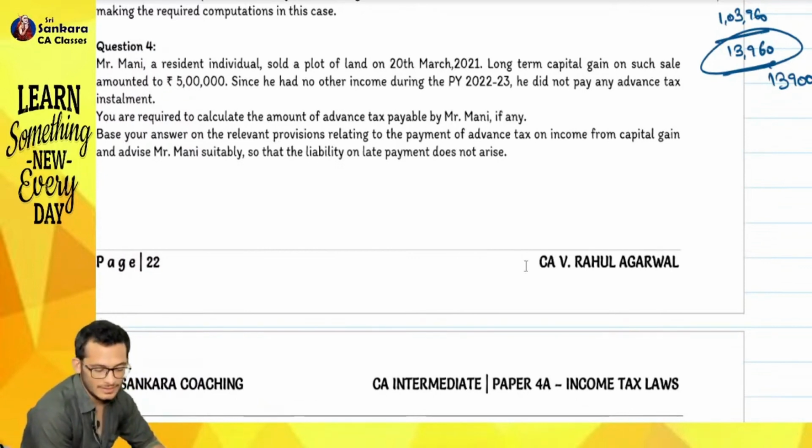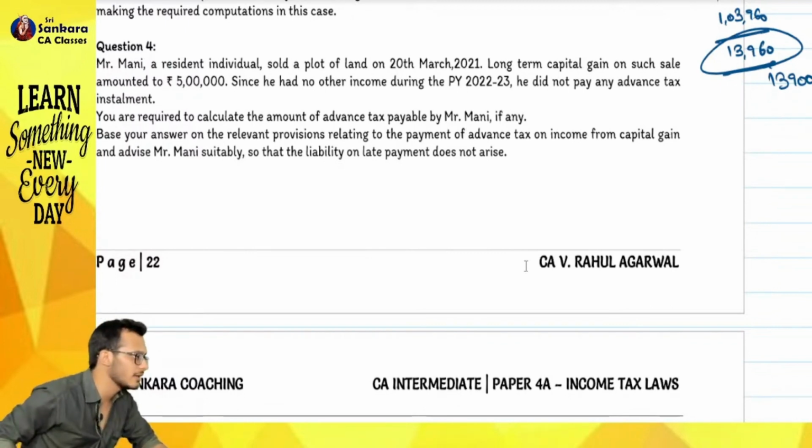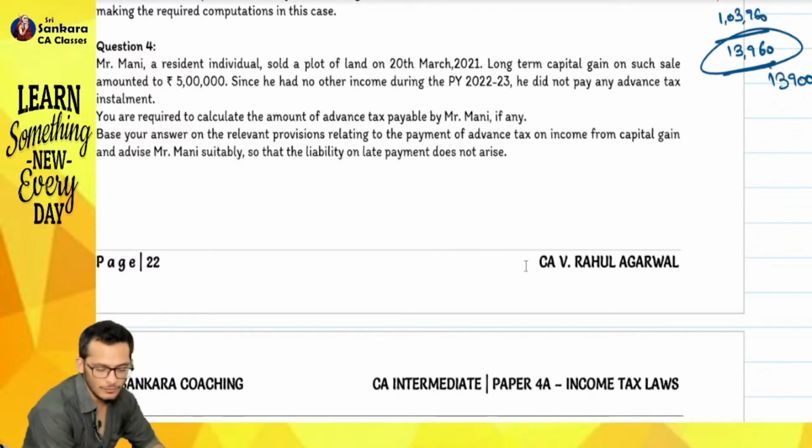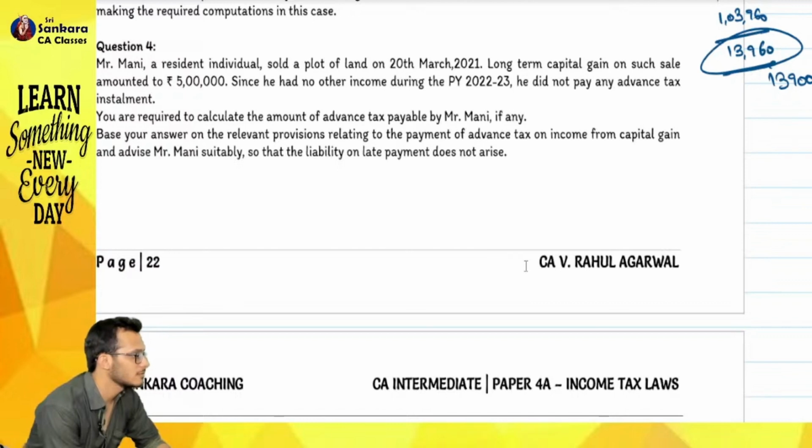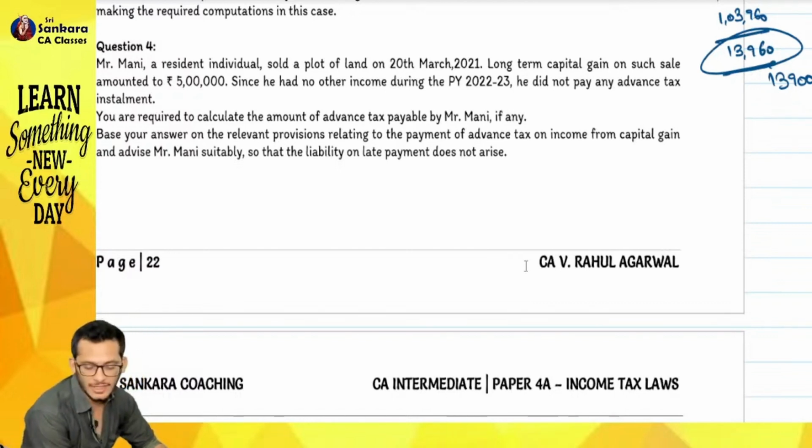What has happened? There is a guy called Money, resident individual, sold a plot of land on 20th March. Long-term capital gains is given as 5 lakh rupees and he has chosen to pay no advance tax. They are asking you, when should he latest pay the advance tax? What is the amount of advance tax to be paid and what are the provisions on it so that he does not have any kind of default on it?